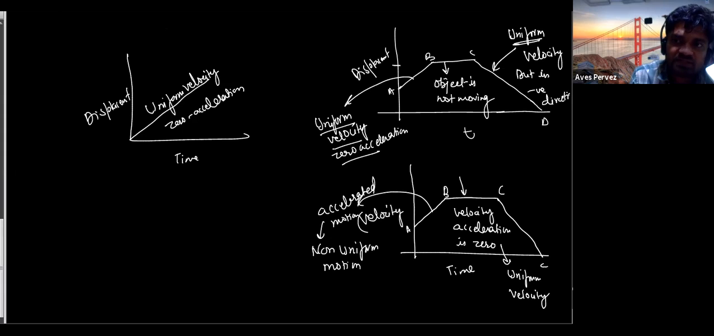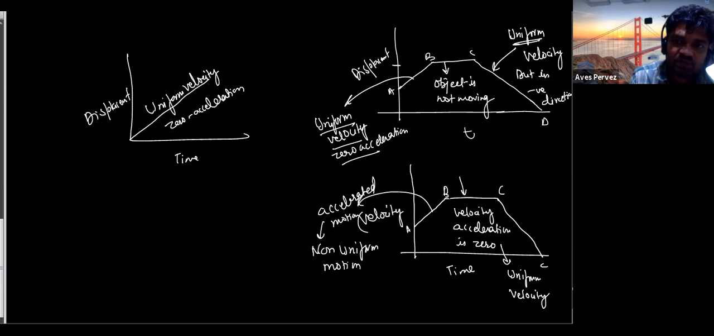What does this line indicate? If an object is moving from A to B, from west to east, then it stops here, B to C, and then moves back from east to west, in the opposite direction, we will consider it as negative acceleration.